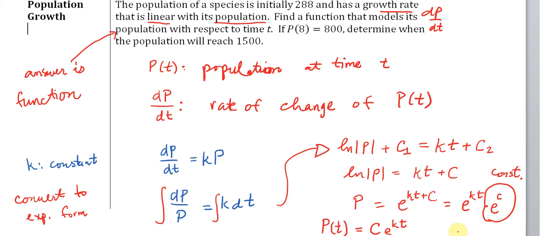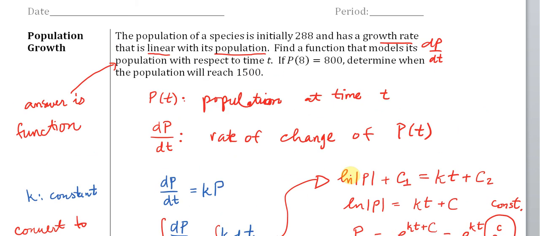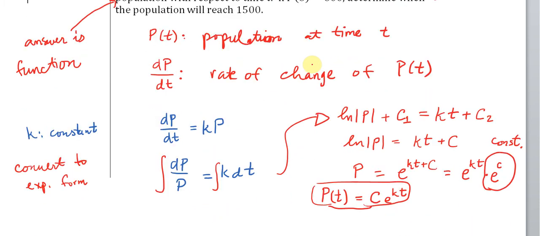So there you have it. That finishes the problem for the first part. We've solved this, and this is the general solution. In the next video, we will deal with what I call the more specific solution. So we haven't actually used any of the other information yet. P of 8 is equal to 800. We'll deal with that a little bit later.